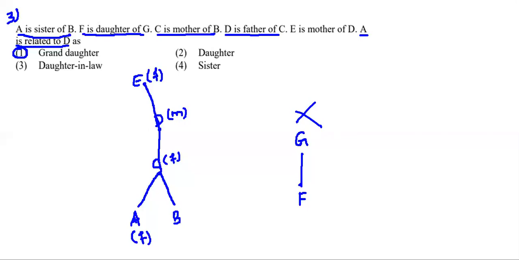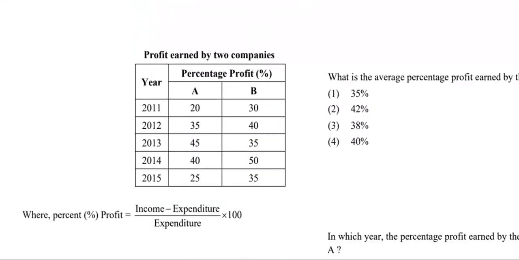So very simple question finally. A is related to D as what? This is our question. So if you see D's daughter's daughter, what is A? In that case, it's very simple for us to say A is D's granddaughter. That's all. So option 1 is matching with our answer. Very easy. Let's move on to the next question.